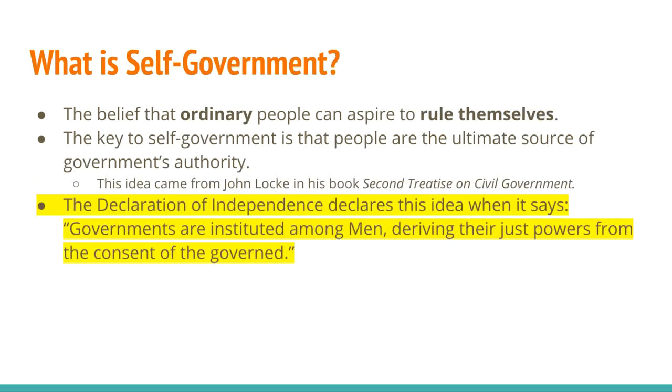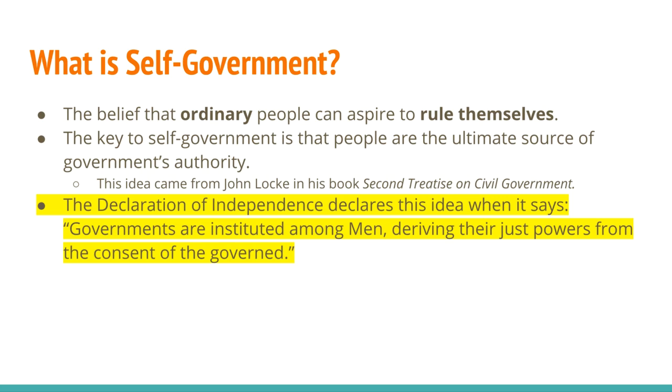What is self-government? Self-government, the third ideal, is the belief that ordinary people can aspire to rule themselves. The key to self-government is that people are the ultimate source of government's authority, which is not a foreign idea to us. We remember that this is from John Locke. This is one of Locke's big ideas that he contributed to the Enlightenment period of time. He wrote it in his second treatise on civil government. Okay? People are the source of government authority, not the government. People are.